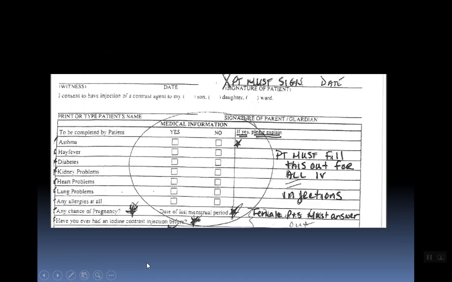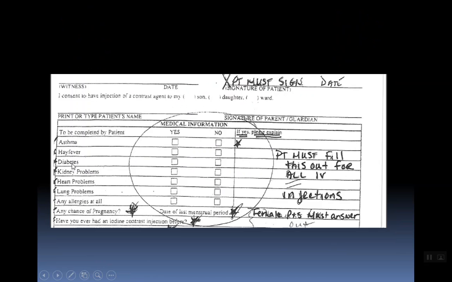We should always ask the patient, do you have asthma or hay fever? Do you use an inhaler? Do you use an inhaler daily? Some people only use it in the spring. Some people only use it when they have an issue. Some people with asthma use it daily, 3 times a day. So you want to find that out.